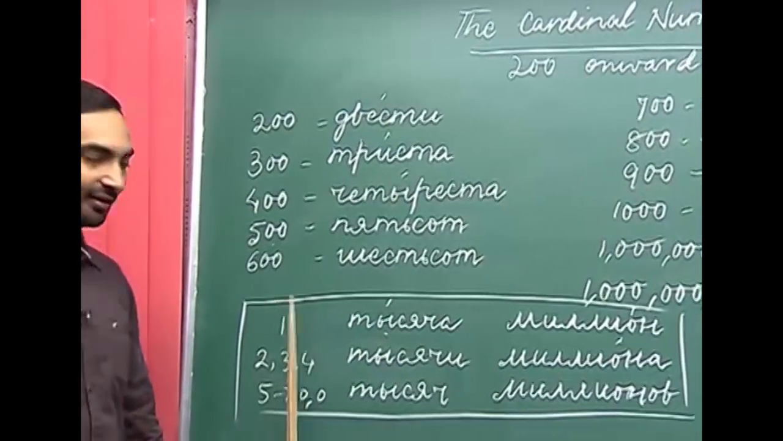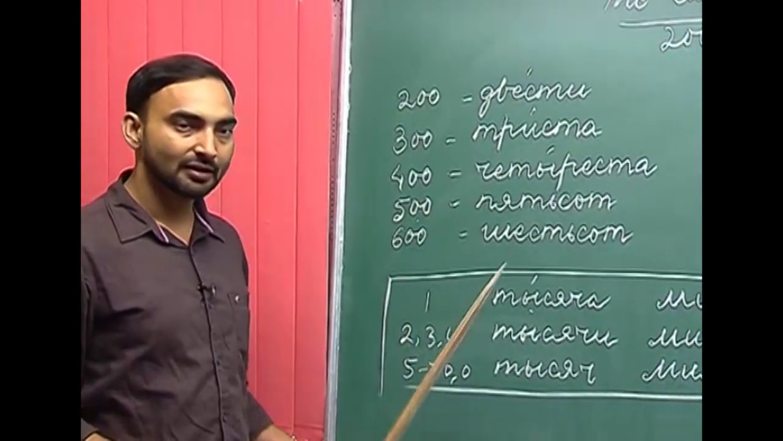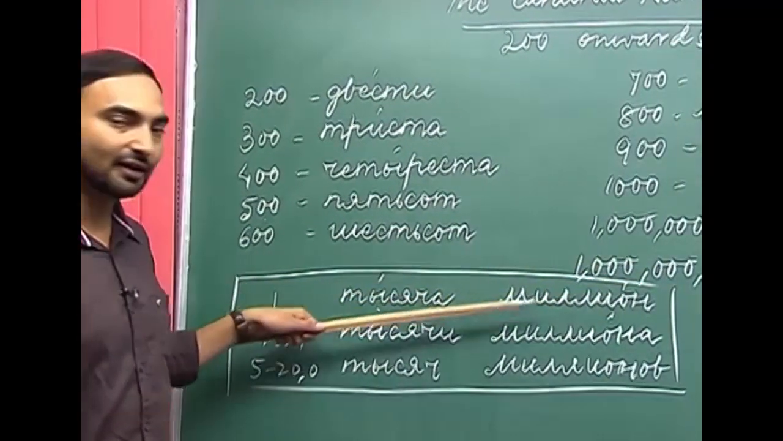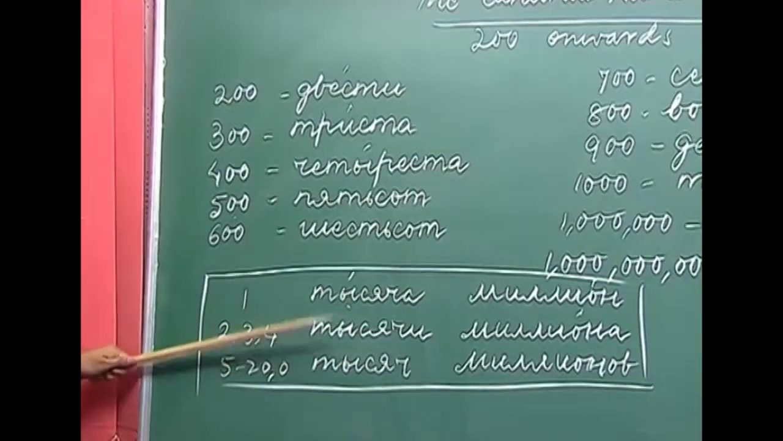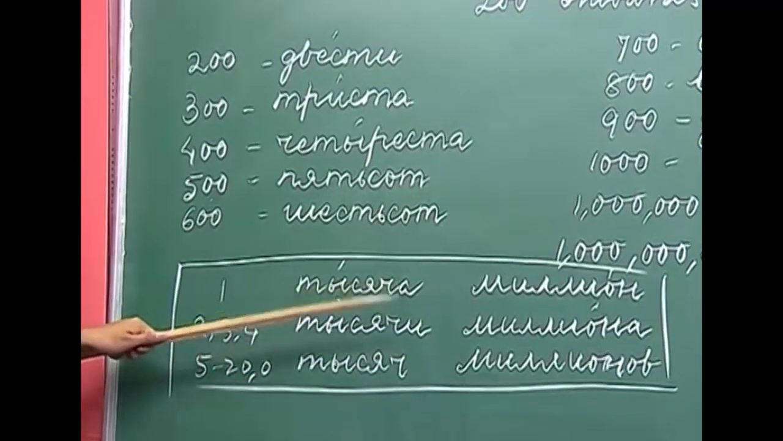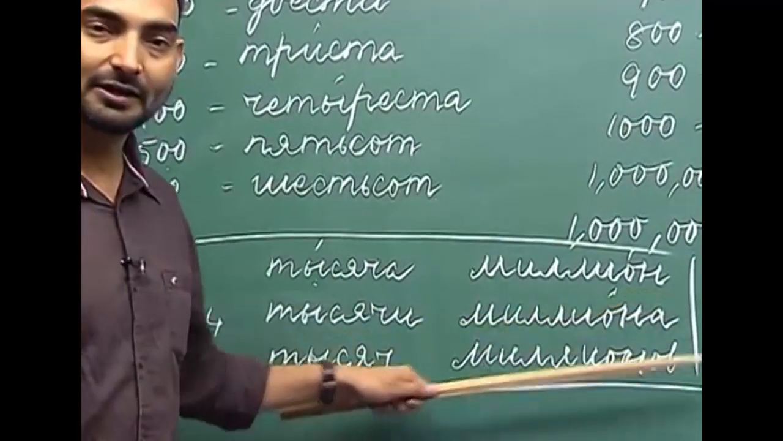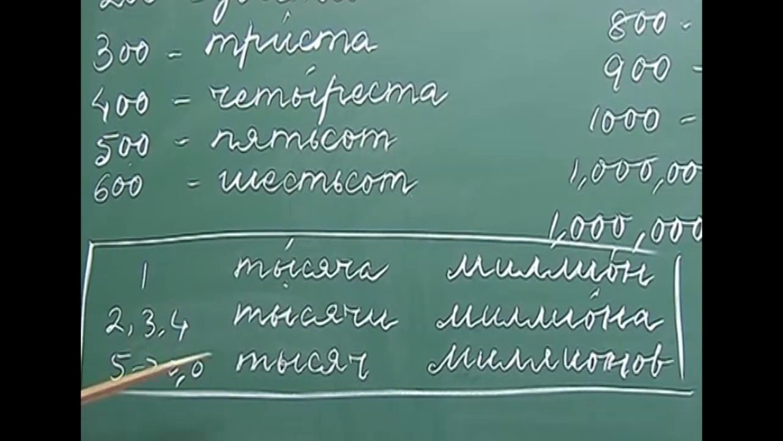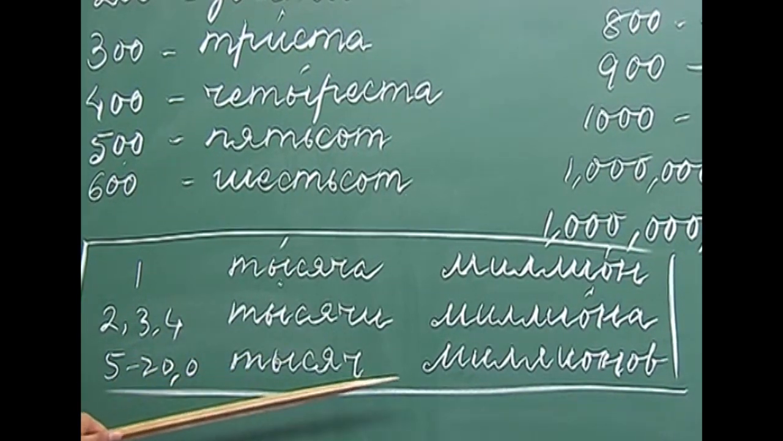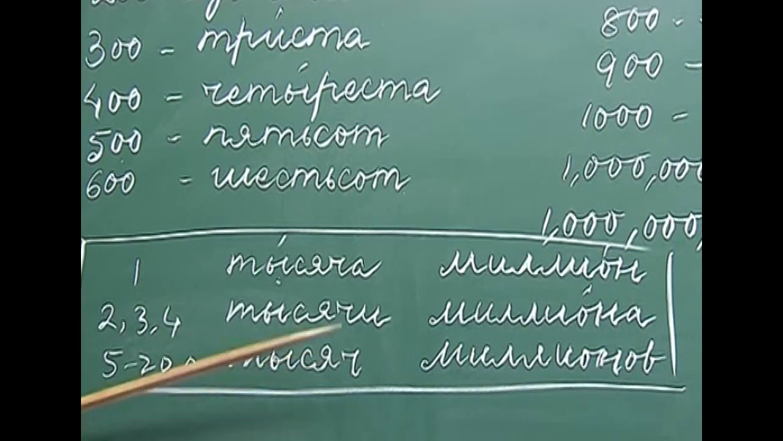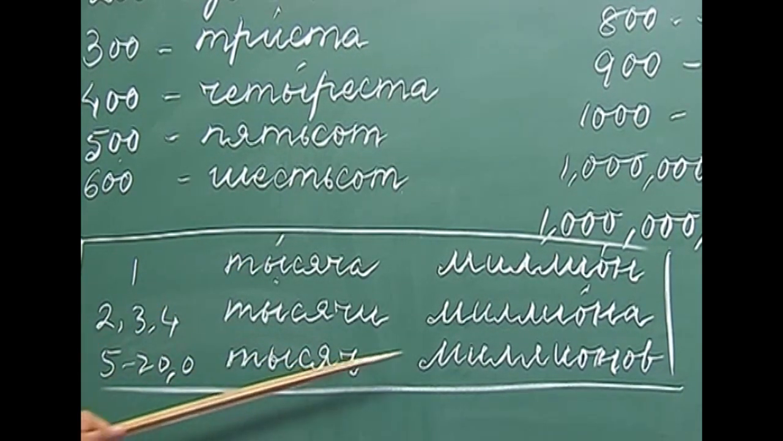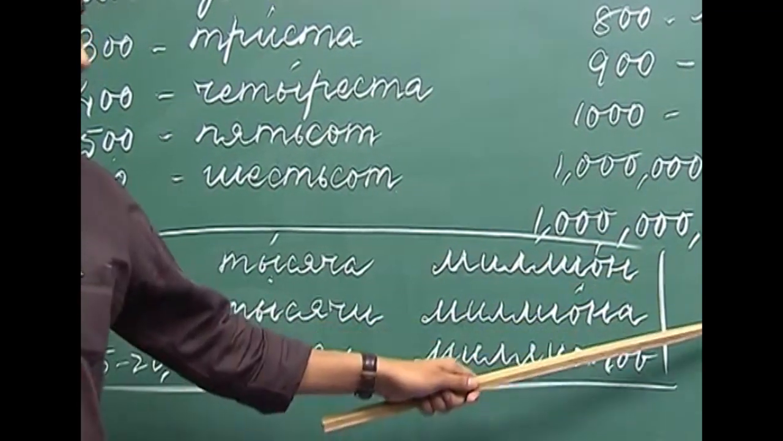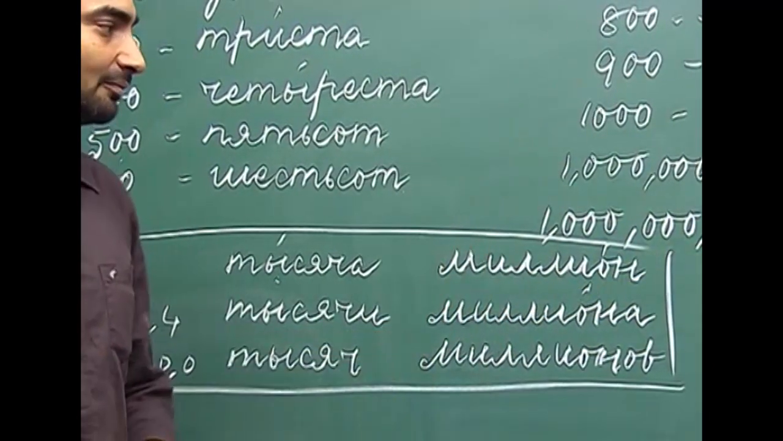If the number ends with 1, we will use the nominative case forms of tysyacha, million and billion, so they will remain the same. If the number ends with 2, 3, 4, we will use tysyachi, so tysyacha becomes tysyachi, milliona, billiona. If the number ends with 5, 6, 7, 8, 9 and 0, we use tysyach, which is the genitive plural form of tysyacha. Millionov, again the genitive plural form of million, or billionov, the genitive plural of billion.